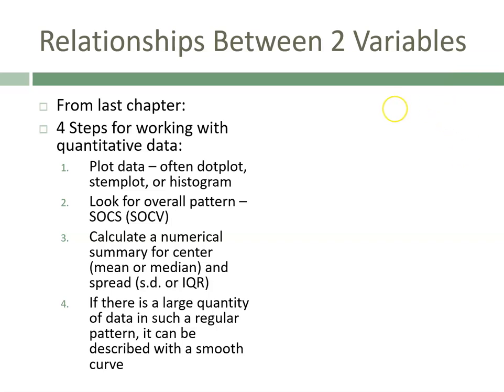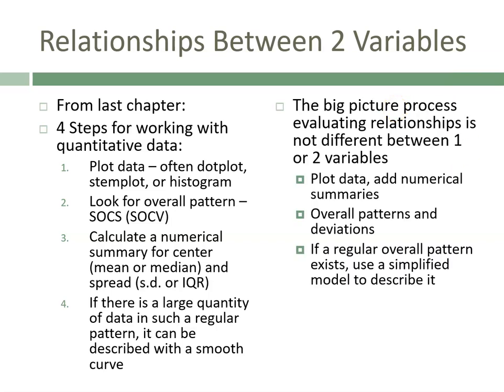to describe it. Now, the big picture process for evaluating relationships is not going to be different between 1 or 2 variables. We're still going to do the same things. We're still going to plot it. We're still going to use numerical summaries. We're still going to look for overall patterns and deviations from those patterns. And then again, if there is a regular overall pattern, we're going to use some simplified model to describe it. In this case, we're going to use a line of best fit, but that'll be in the next section.